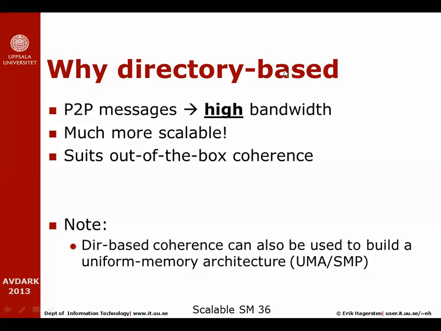Once more, we're going to rely on directory-based coherence to implement these kinds of NUMA systems, and let's remind ourselves once more what the properties of a directory-based coherence protocol are. Well, you can implement it using point-to-point messages, which we said gave us high bandwidth, and since the bandwidth is high in the system, we can build more scalable systems with more nodes. But point-to-point messages also have another property which is nice.